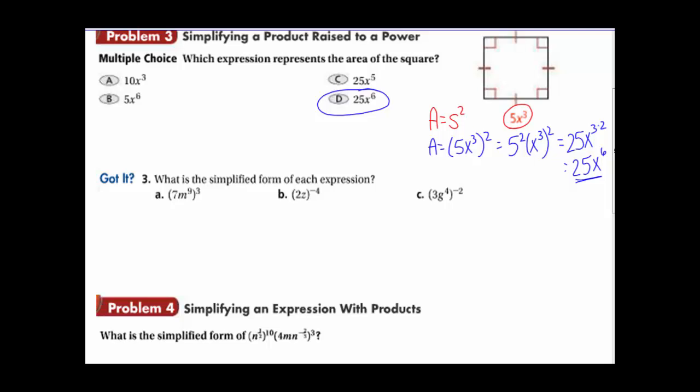So more products raised to powers. If we look at letter A, we have 7m to the 9th all raised to the 3rd power. So we need to make sure to take both factors and raise them to the 3rd power. So we're going to take 7 to the 3rd power and m to the 9th to the 3rd power. Well, 7 to the 3rd power will give us 343. And if we use our power to a power rule, we would get m to the power of 9 times 3. If we simplify further, 9 times 3 will give us an exponent of 27. So at the very end we get 343 m to the 27th power.